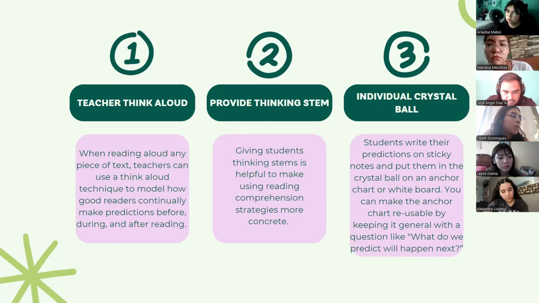The second one is providing thinking stems. Giving students thinking stems is helpful to make the reading comprehension strategy more concrete. Offering two-part thinking stems, for example, phrases like "I think" or "because," is important with making predictions since they require students to have clear reasons to support their predictions.